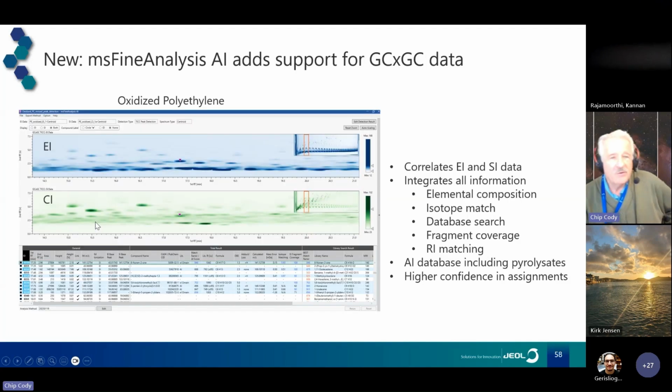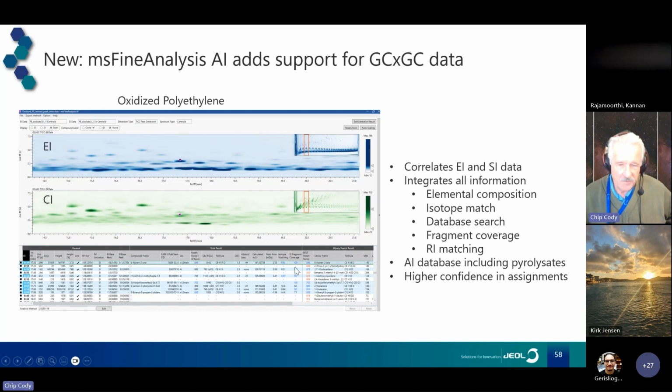So just recently, we've added support for GCGC data to our MS Fine Analysis AI software. And I just received a beta test version of it just this past week. And I went back and looked at the oxidized polyethylene data. This has been really nice. It provides us an ability to align both the EI and soft ionization chromatograms. As you can see here, I've picked a single peak out of the data, and these are aligned both in the X and Y axis.